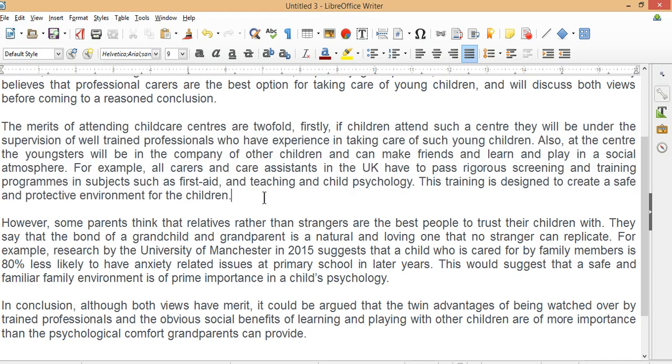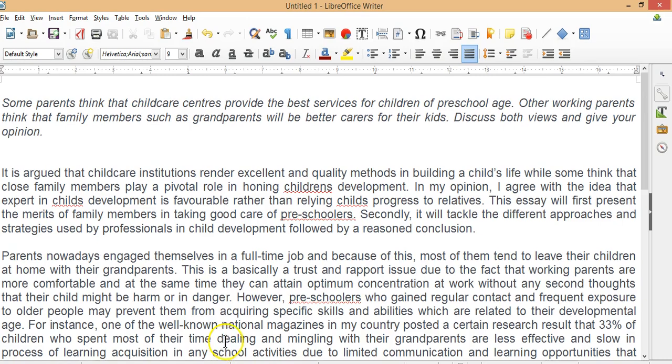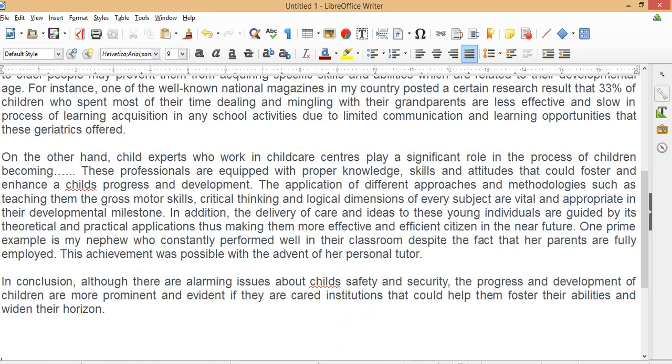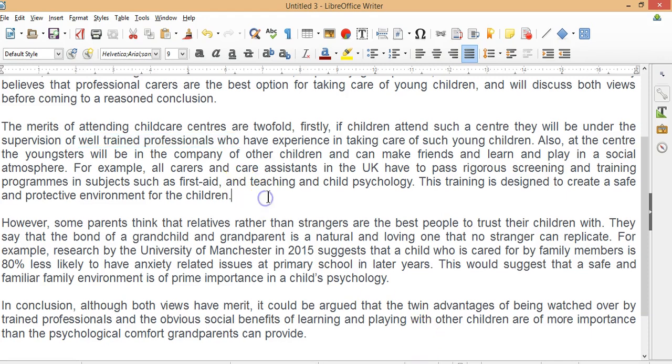View number one, childcare centres. The merits of attending childcare centres are twofold. Firstly, if children attend such a centre under the supervision of well-trained professionals. So this is the same idea that we have in the previous essay. Professionals, they've got knowledge and skills, etc. A second reason, also at the centre, the youngsters will be in the company of other children and can make friends and learn and play in a social atmosphere.